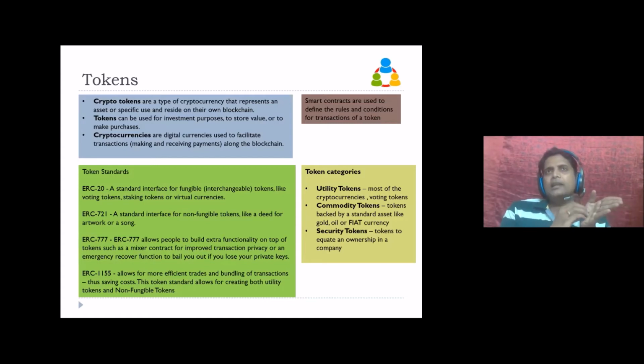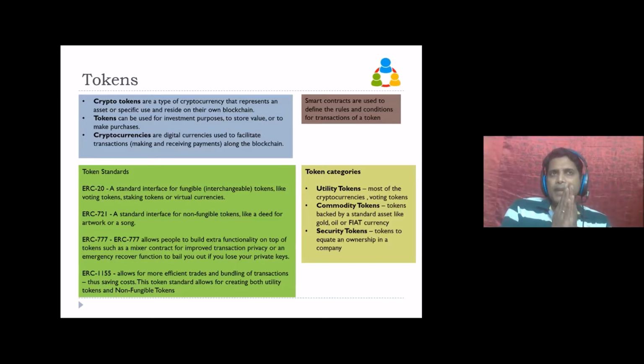And every cryptocurrency is essentially a token. Okay, and as I said, there are various token standards. In case of the Ethereum platform, ERC20 is one particular standard which defines a fungible token. I'll talk about what is a fungible token in a while. ERC 721 is a standard interface for non-fungible tokens.